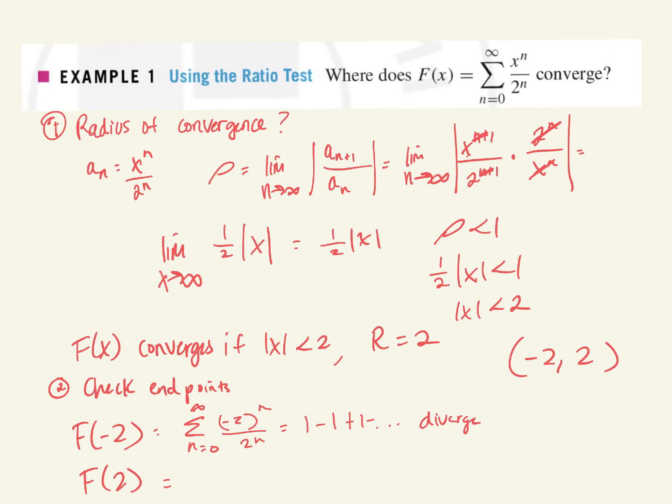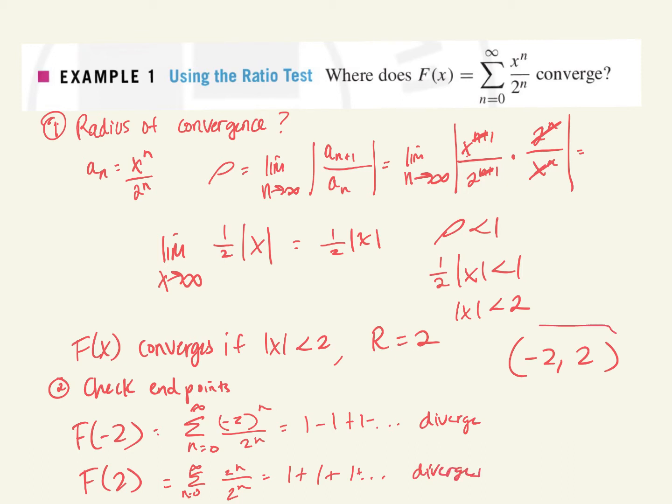And then f of 2, the summation from 0 to infinity of 2 to the n power over 2 to the n power. I wrote that backwards. Well, that's just equal to 1. So it's just going to constantly add 1s, which also diverges.